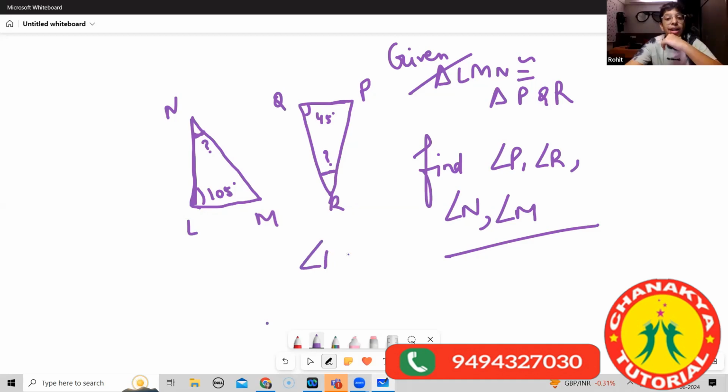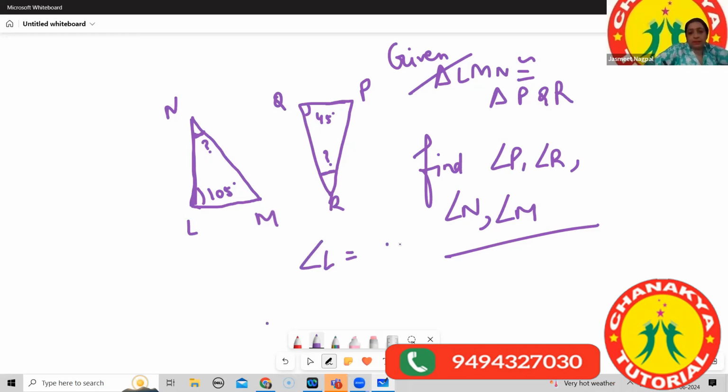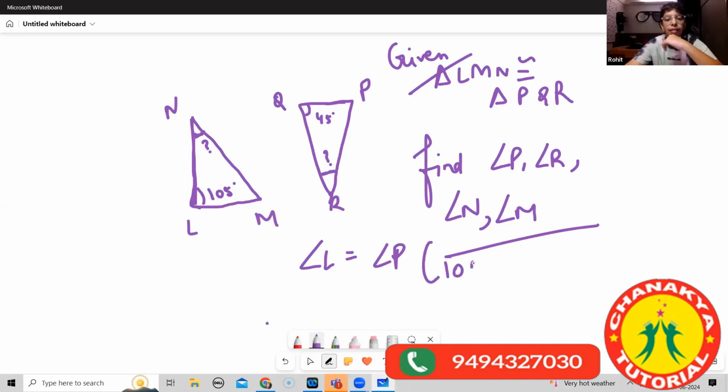So, ma'am, L M, is right? L is equal to which angle? P. Because this is the opposite figure. So L is equal to P. So if L is 105, then P is also 105.